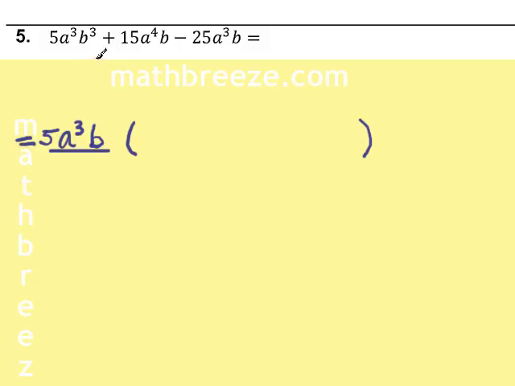Okay. Let's see, we have 5a cubed b cubed, we pulled out 5, a cubed, we pulled out a cubed, b cubed, we pulled out b, we're left with b squared. 15, we pulled out factor 5, we're left with factor 3. 5 times 3 is 15. A to the 4th, we pulled out a cubed, we're left with a, and b is out. 25, factor 5 is out, so we're left with factor 5. A cubed's out, b is out.